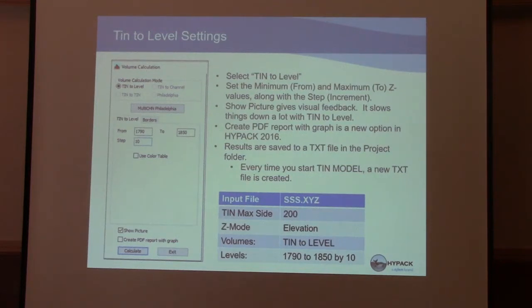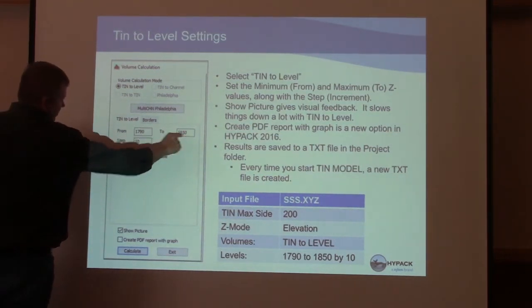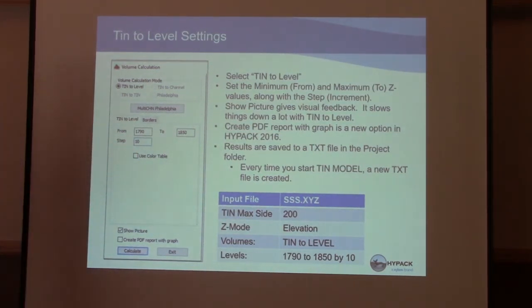Everyone understand how to make a tin? Most of you were in the previous session. I don't want to go back through stuff that we already talked about if we can skip ahead. So tin model volumes, tin to level, you set the scales that you want. I want to go from 1790 to 1850 every 10 feet. And it's going to generate those every 10 feet. And you'll see it's not necessarily going to equal the same number at every level. So the material above and material below is not going to be the same because your area footprint changes.